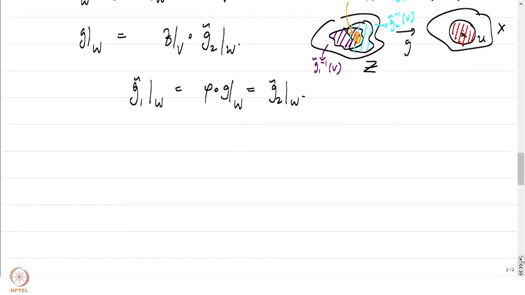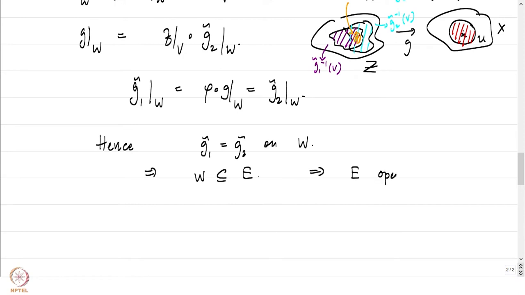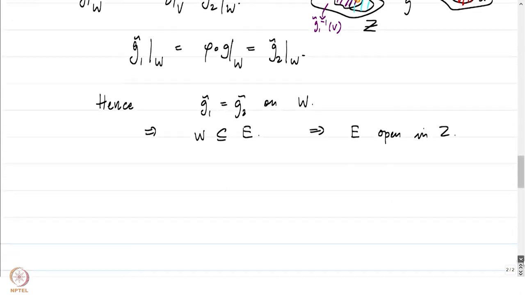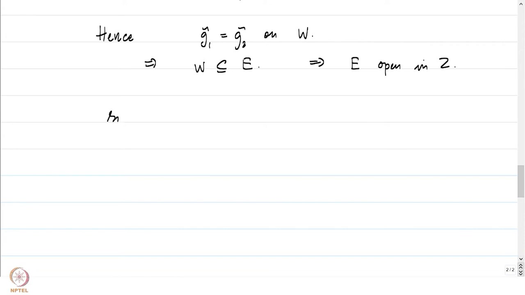And therefore, what do we have? Hence, G1 tilde is equal to G2 tilde on W. That implies that W is contained in E, and therefore E is an open subset of Z. And by the very definition of connectedness, since Z is connected, it cannot have a separation, and E is equal to Z. So we have concluded that if two lifts are equal at a particular point, then they are necessarily equal on the entire topological space, on the entire open connected set Z of C.